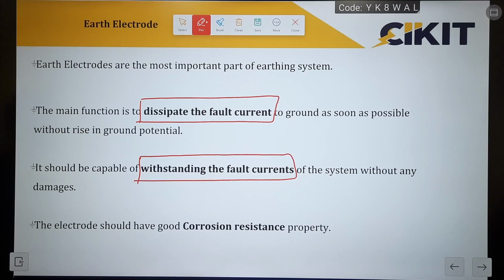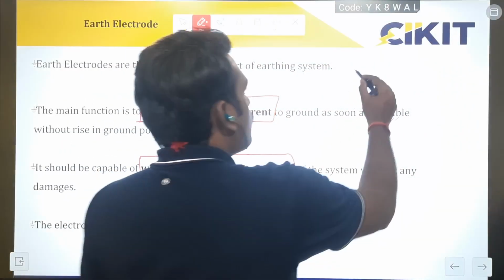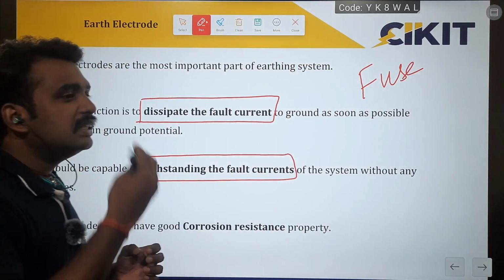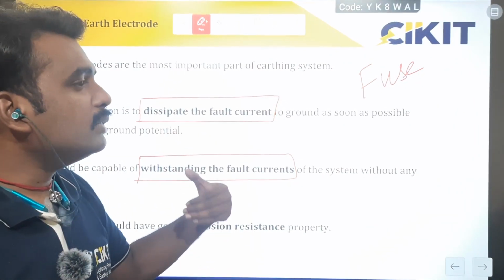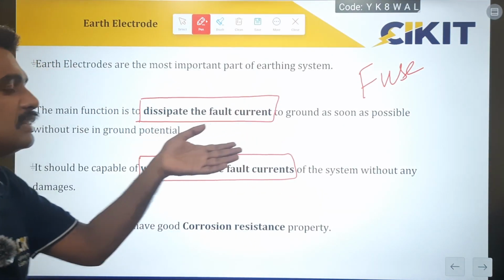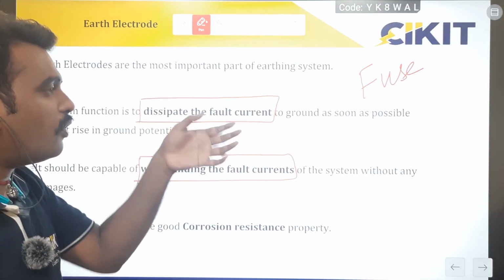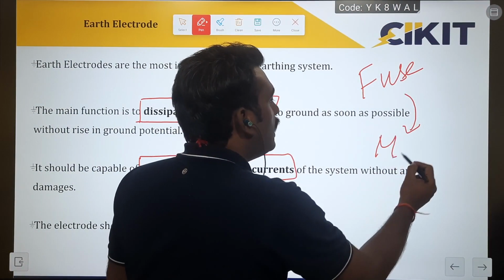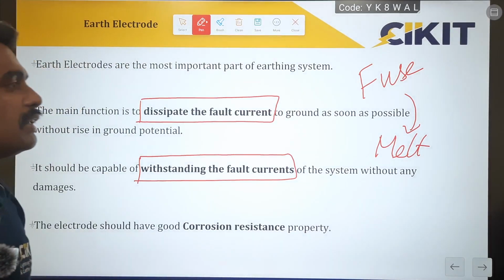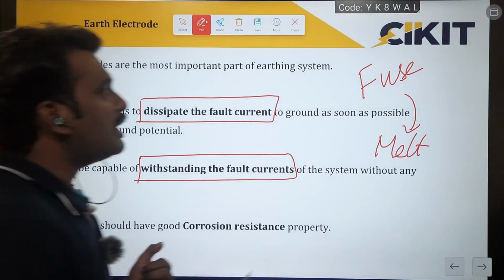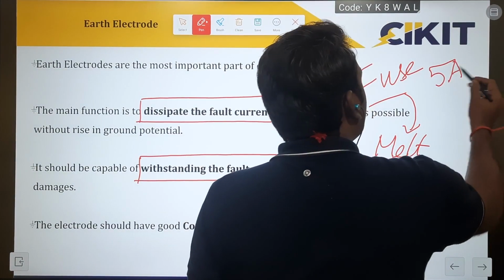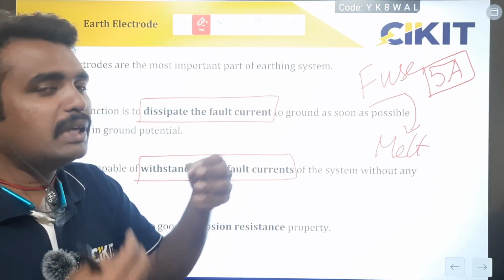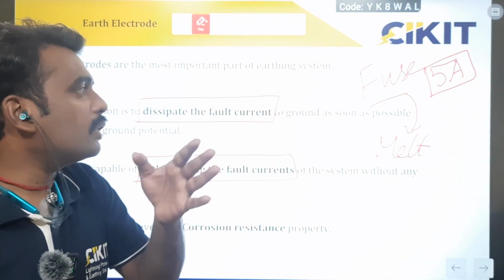So in earlier days, we were using the fuse. Nowadays we are using MCB, but earlier we would be using the fuse. The purpose of the fuse is to disconnect the entire electrical system from the other electrical system to protect those equipments during high fault current or short circuit conditions. How it happens is the fuse will melt if the current becomes greater than the rated current. For example, if I am using a 5 amps fuse and the current becomes 10 amps, then because of the heating, this fuse material will melt and it will disconnect the component from the electrical system.